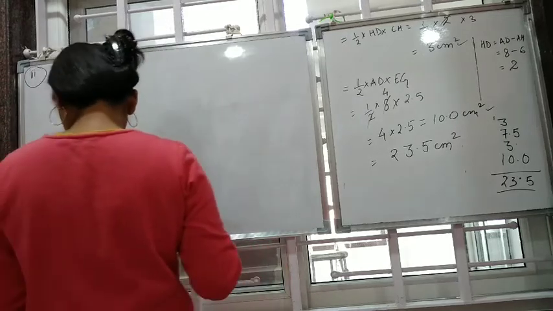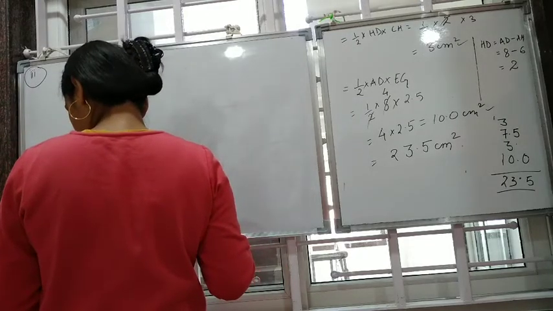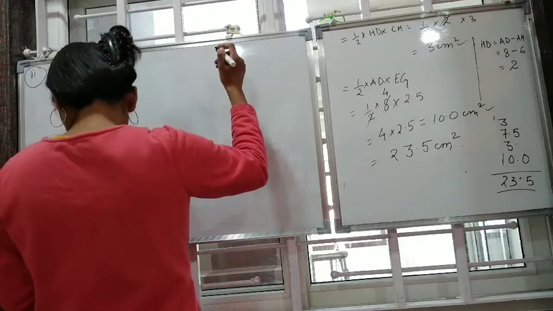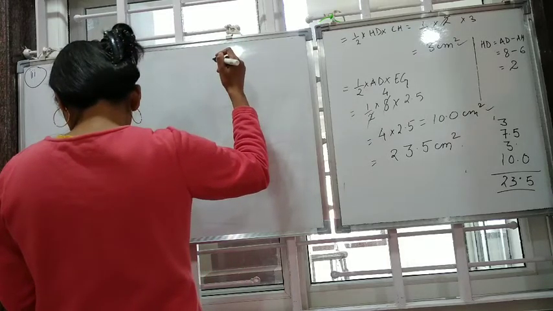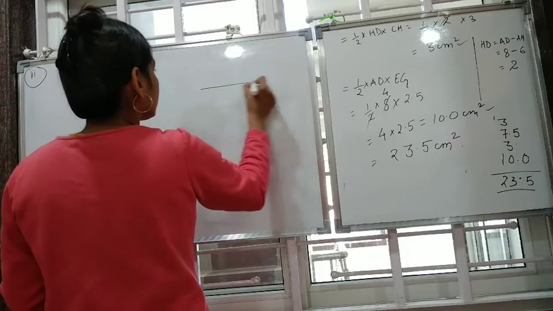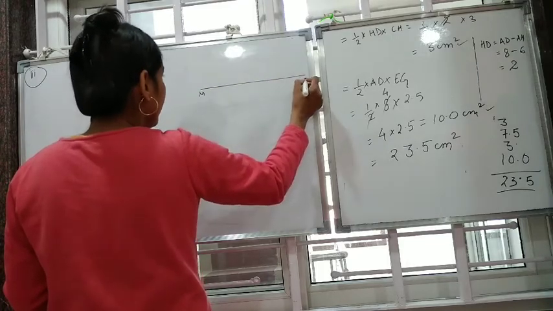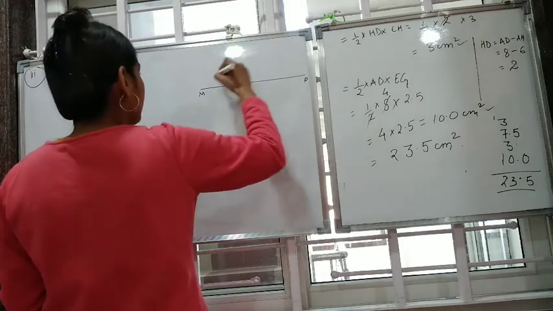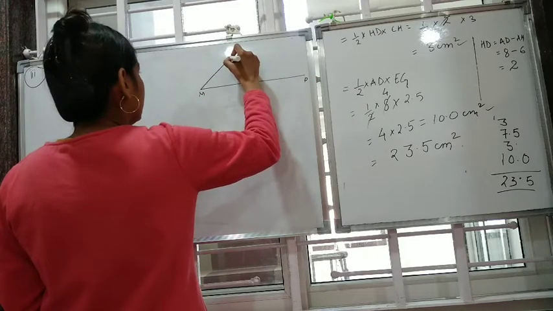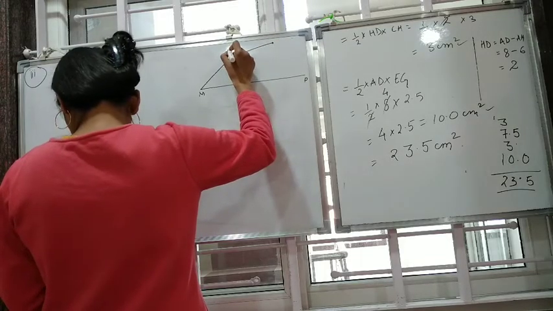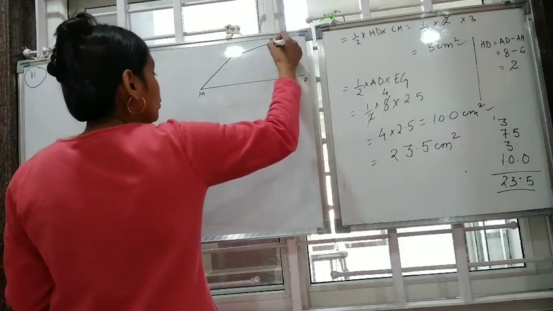Figure 11.19, find the area of the polygon. So first and foremost, let me draw the polygon. Children, we are doing it in the book, that is why I have written everything directly. This is N, this is O, OP.